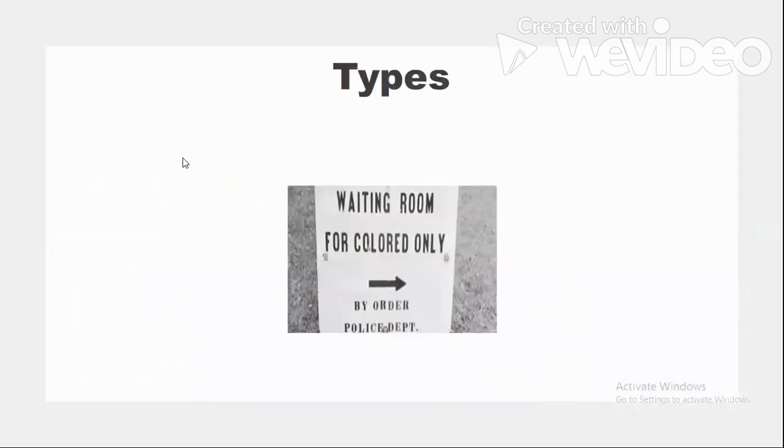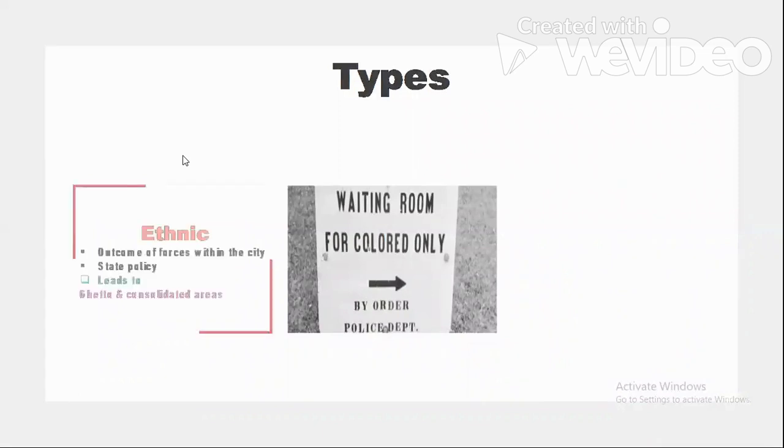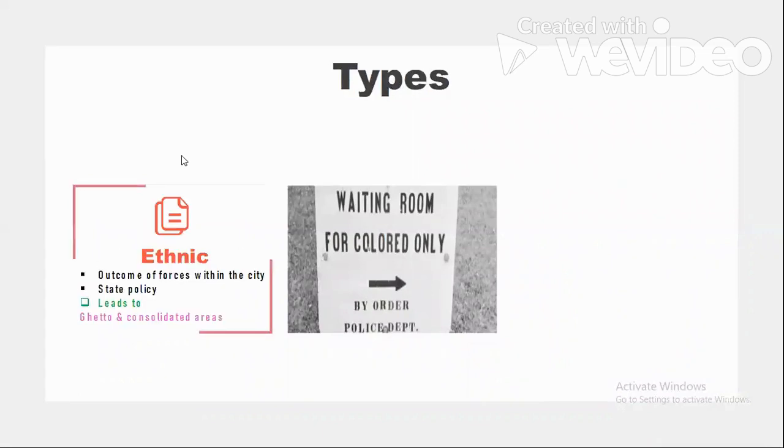Now, what are the types? We have seen what the causes are. Now, what are the types of urban segregation? The first type that we see is the ethnic type. Now, what is the ethnic type?